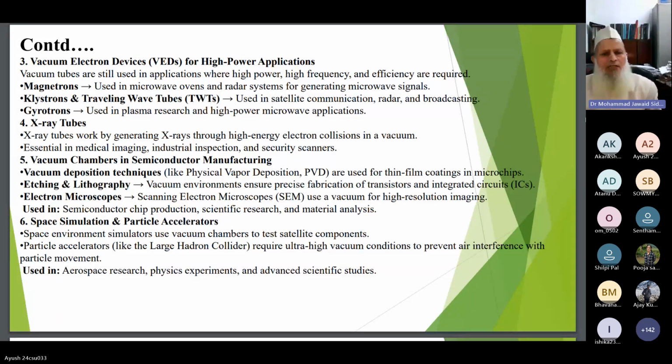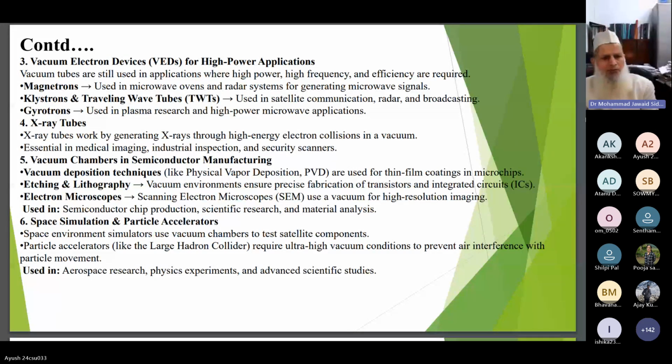So, vacuum electron devices for high power application. Vacuum tubes are still used in applications where high power, high frequency, and high efficiency are required. One of the very popular devices is the magnetron, used in microwave ovens and radar systems for generating microwave signals. Then klystrons and traveling wave tubes, all these use vacuum.